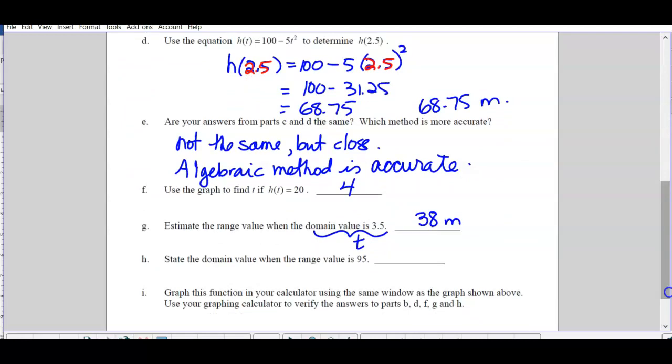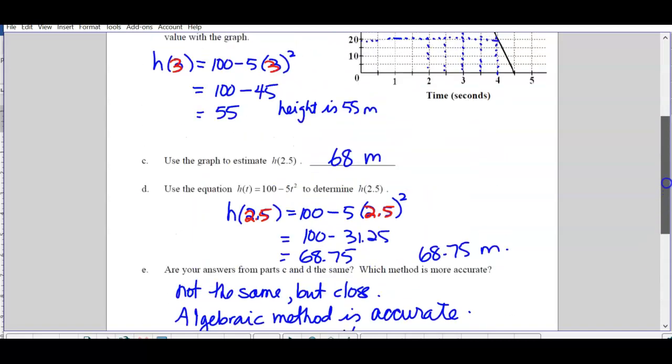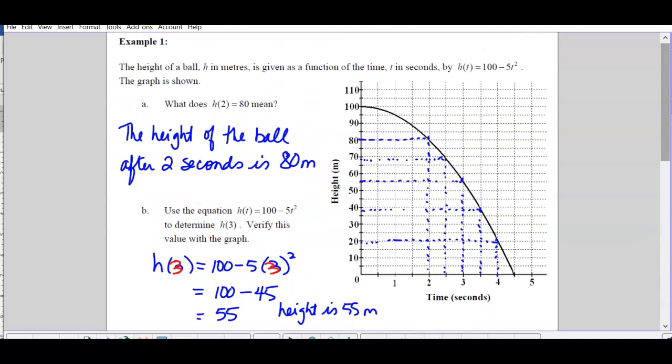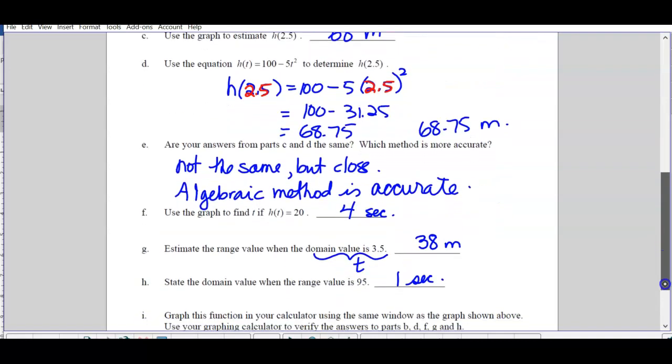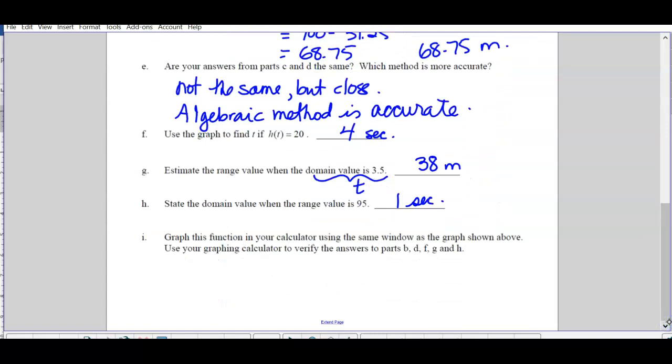You have to find t, so that would be seconds. Domain value when the range is 95. Range is your height. 95 looks to be exactly 1. Okay. Graph this function in your calculator using the same window as the graph shown above. Use your graphing calculator to verify the answers to part B, D, F, G, and H.